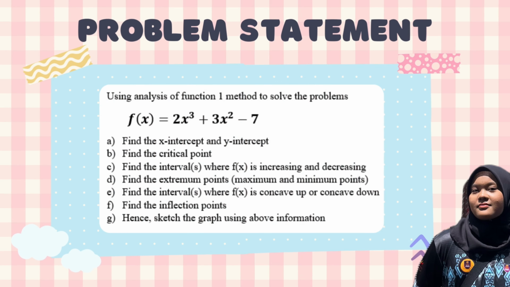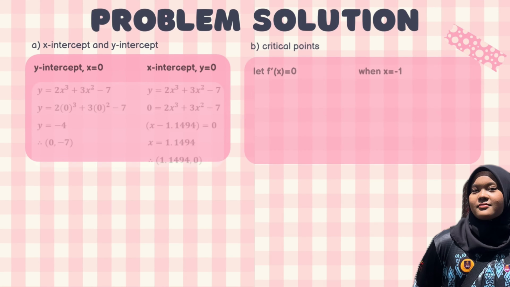Problem statement. Given the function f(x) equal to 2x cubed plus 3x squared minus 7. By using the analysis of function 1 method, we're going to find the x-intercept and y-intercept, find the critical points, find the intervals where f(x) is increasing and decreasing, find the extremum points, maximum and minimum points, find the intervals where f(x) is concave up or concave down, find the inflection points, and lastly, sketch the graph using the above information. So let's move to the problem solving.